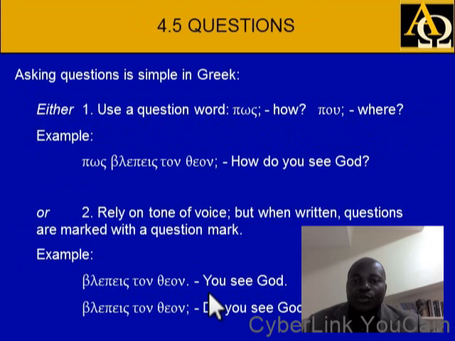Asking questions is simple in Greek. You can either use the question word pos, which is how, or pou, where. Pos blepeis ton theon, how do you see God? Even in that sentence, the question mark still appears. You also can rely on the tone of the voice, but when written, questions are marked with the question mark. Blepeis ton theon, you see God. Blepeis ton theon, do you see God?